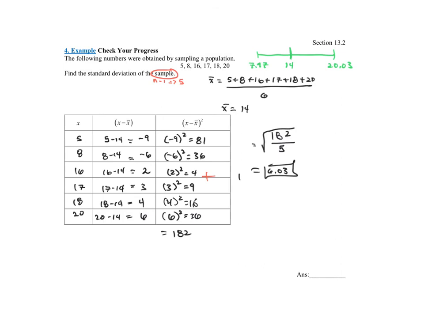I hit second button, the green button, data again. It says 1 var stats, so I hit enter. I make sure I'm on L1. I make sure I'm on frequency of 1. I hit enter on calc. I scroll down to number 3, which is Sx, and it says 6.033, which is exactly the answer we got. So very quickly we could check standard deviation on our calculator.